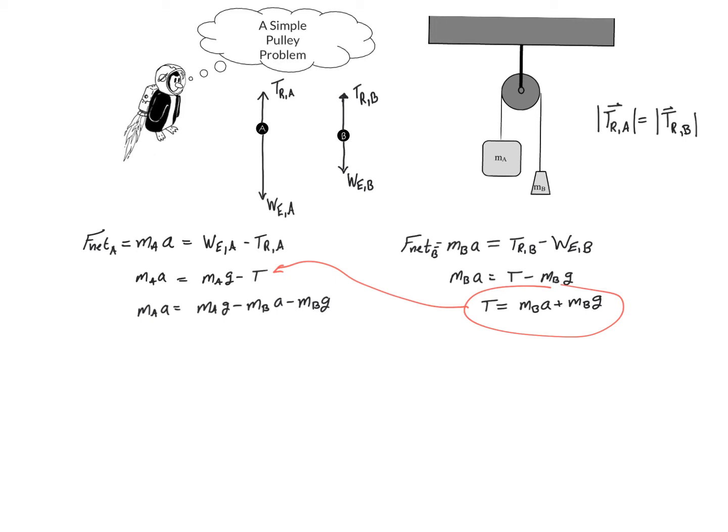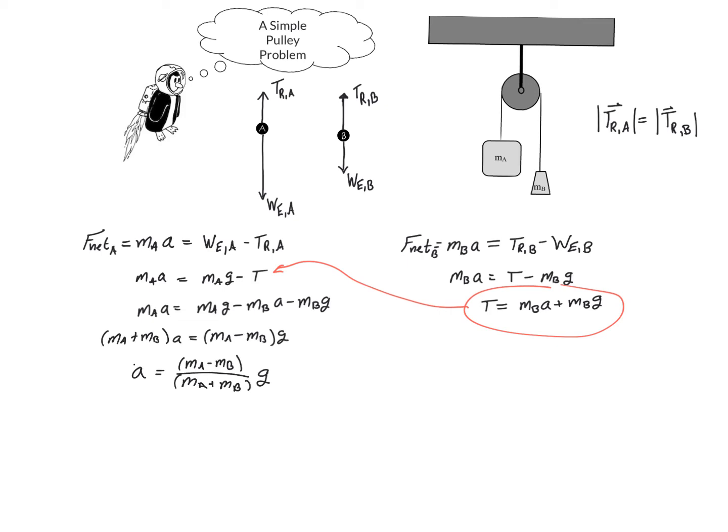Some algebra is necessary at this point. Combine the like terms, as it were. So on the left-hand side, the mass of A plus the mass of B times the acceleration is going to be equal to, on the right-hand side, the mass of A minus the mass of B times the acceleration of gravity. Meaning that our acceleration for the whole system is going to be equal to the difference in the masses divided by the sum of the masses, all times the gravitational constant.